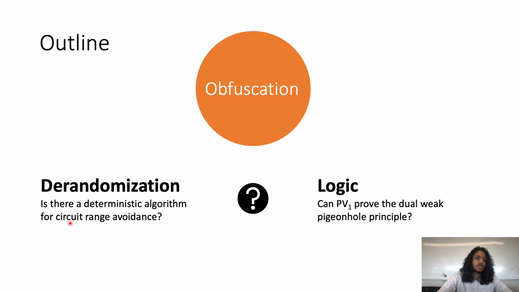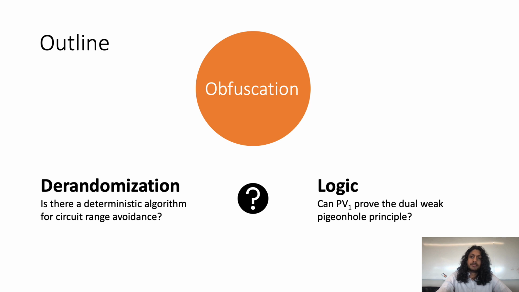I'm going to tell you what this problem, circuit range avoidance, is. Then we're going to move on into logic, and explain what this question is. Then I'll tell you a little bit about our results and the background you need on obfuscation. And finally, I'll say a little bit about how this result is proved.